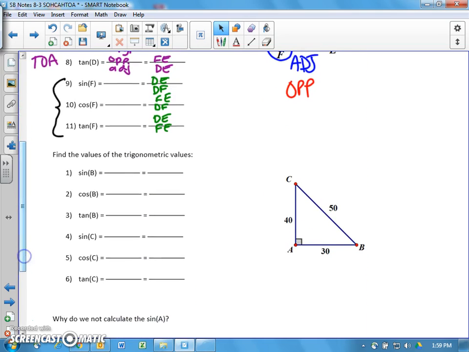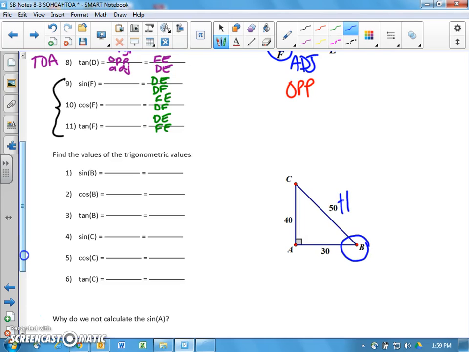Now let's move on and look at how we use this. This time we're given a right triangle, and hopefully you recognize that 3, 4, 5 family in there. What we're going to do is figure out the actual values of our sine, cosine, and tangent. So for the first three, I'll use angle B. So I'm going to go stand on this angle. Always label your hypotenuse first because that does not change.